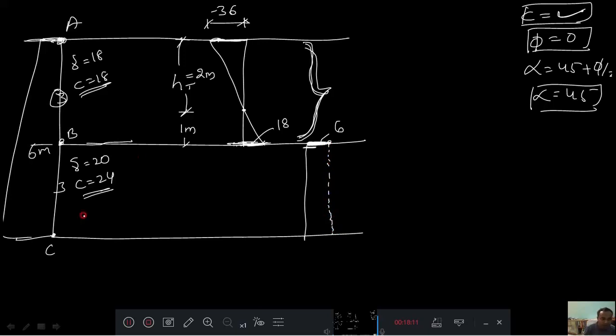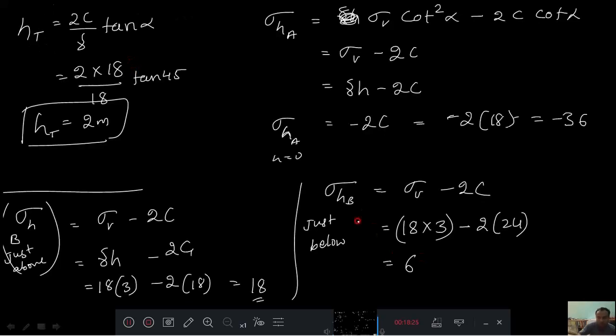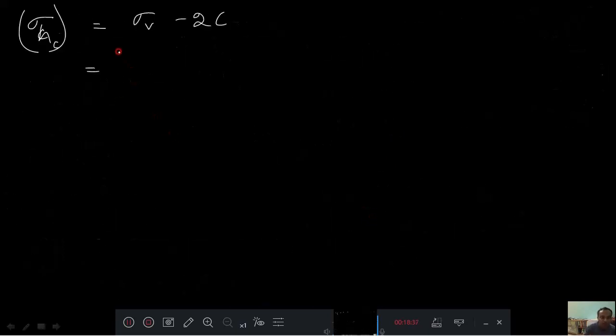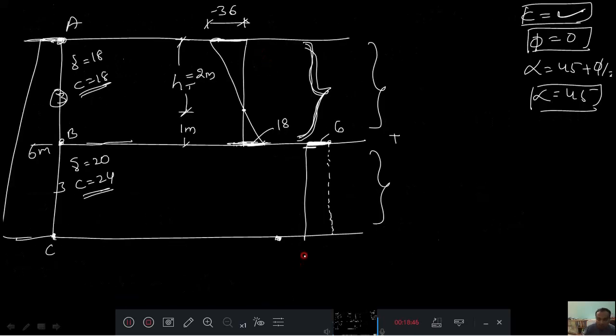Okay, now I want at the C point. C point means only one layer is enough. Therefore I will calculate sigma h at C. That is your sigma v minus 2c. Now what is sigma v at C? Vertical stress at C will be because of this soil plus because of this soil. Two soils are there above C. Therefore that is your gamma 1 H1 plus gamma 2 H2 minus 2c. Now this C point belongs to the second soil. Therefore second soil C value is 24.